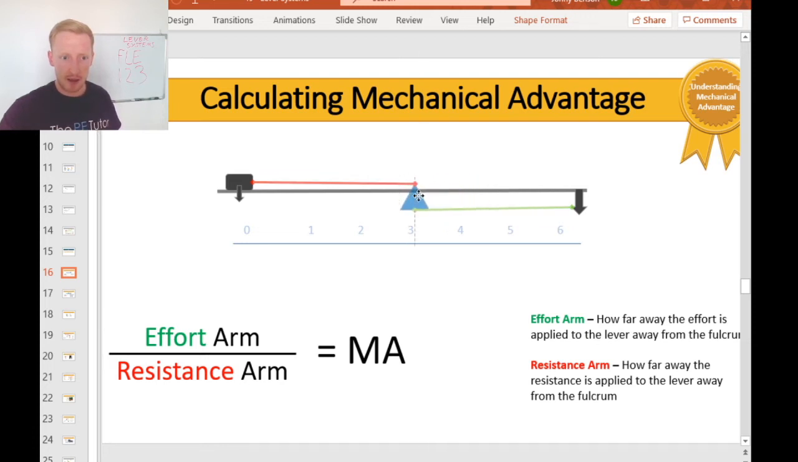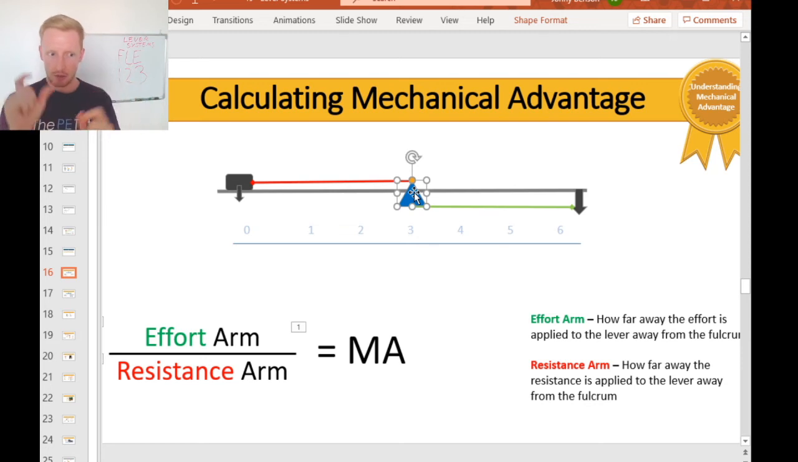If we were to slide it back, and it was balanced, about 3 centimeters either side, 3 divided by 3, 1. So whatever force we put in, that's the exact amount of output or resistance we can overcome. Input and output are matched, they're equal.